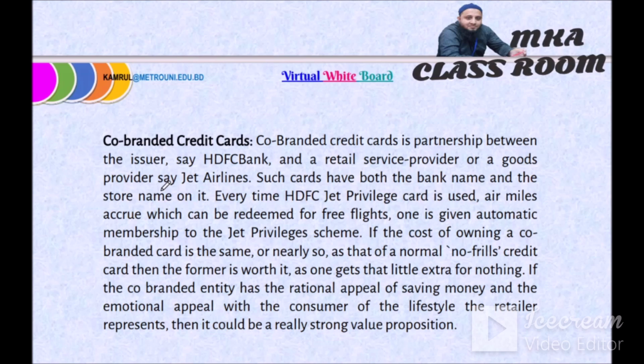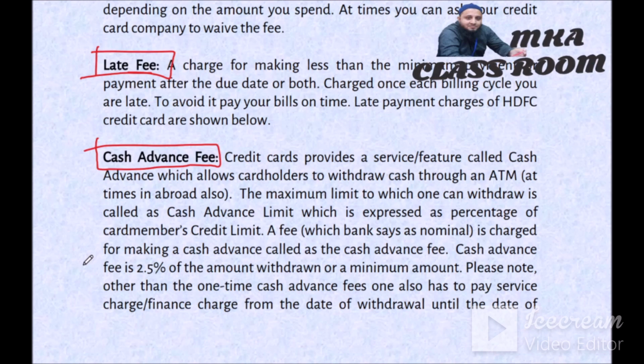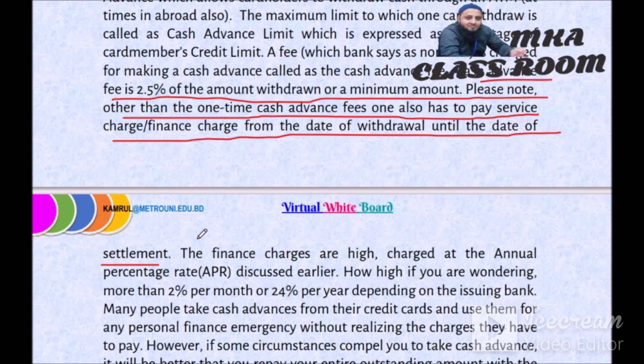Credit card provides a service or feature called cash advance, which allows cardholders to withdraw cash through an ATM. The maximum limit to which one can withdraw is called the cash advance limit, which is expressed as a percentage of the cardmember's credit limit. A fee is charged for making a cash advance, called a cash advance fee. The cash advance fee is 2.5% of the amount withdrawn or a minimum amount. Please note, other than the one-time cash advance fee, one also has to pay service charges or finance charges from the date of withdrawal until the date of settlement. So here is a heavy cost borne by the use of this.